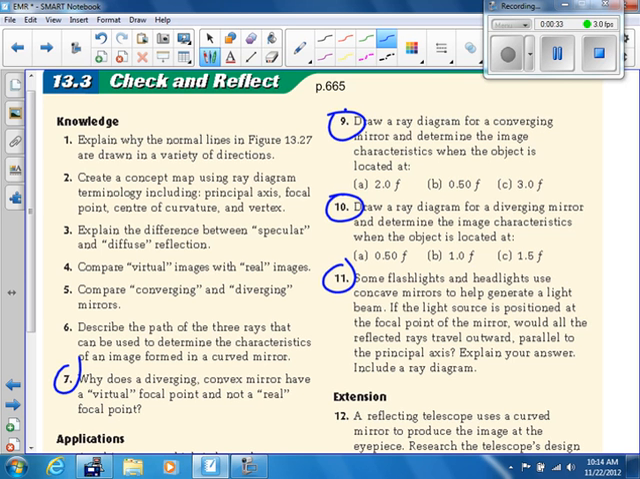Why does a diverging convex mirror have a virtual focal point and not a real focal point? Who can answer that question for me, please, number 7? Why does a convex mirror or a diverging mirror, whatever you want to call it, have a virtual focal point? Tristan? Because technically the rays are converged on the inside of the mirror, so they converge at a focal point that doesn't exist. Kinda. Tristan said technically the rays would converge on the inside of the mirror, so they converge at a focal point that doesn't really exist.